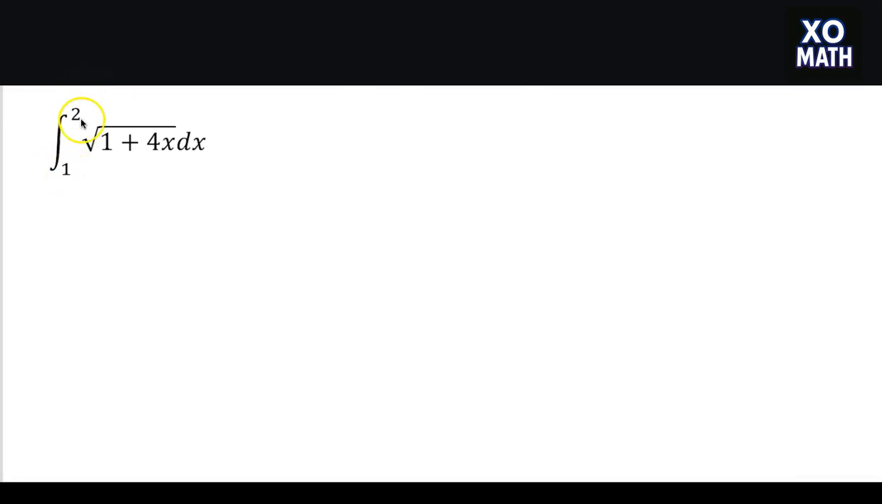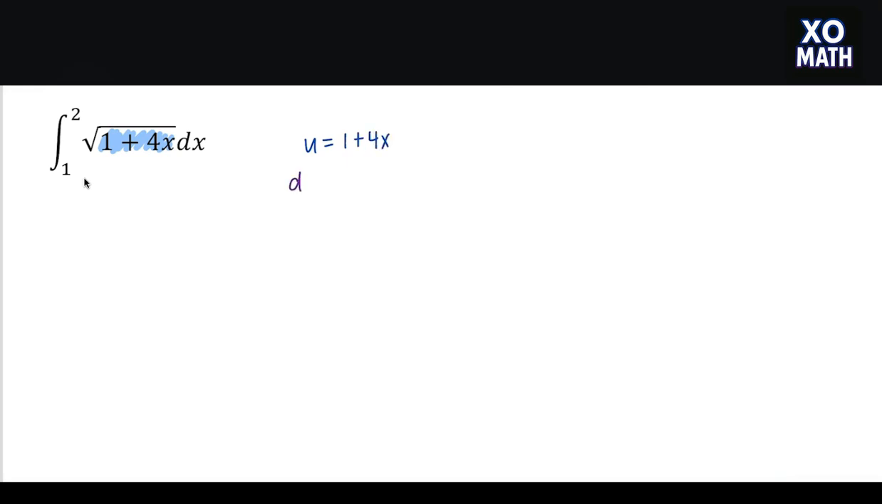The integral from 1 to 2 of the square root of 1 plus 4x dx. Here we are going to apply u-substitution, but it is on a definite integral. We'll start by letting our u be the part underneath the square root, 1 plus 4x. So we have u is 1 plus 4x.